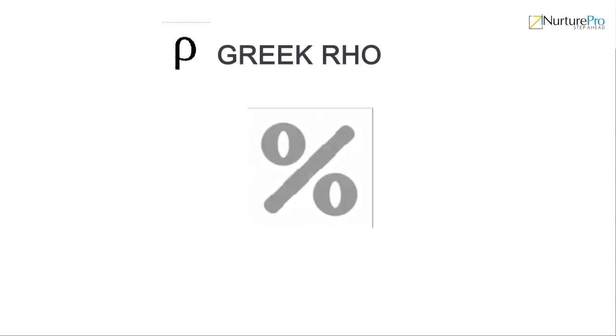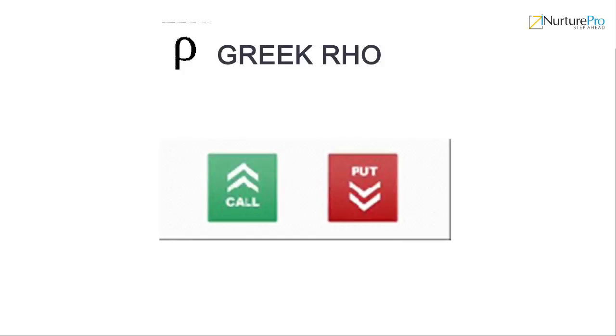Rho. Rho of an option denotes its sensitivity to change in the risk-free rate of interest. It is the rate of change of the option price with respect to the change in the risk-free rate of interest. Rho for call options is positive and that for put options is negative. Call option price is proportional to the difference between current price and present value of strike price. With rise in interest rate, the present value of strike price will decrease and the difference will widen. For a put option, the reverse will apply.